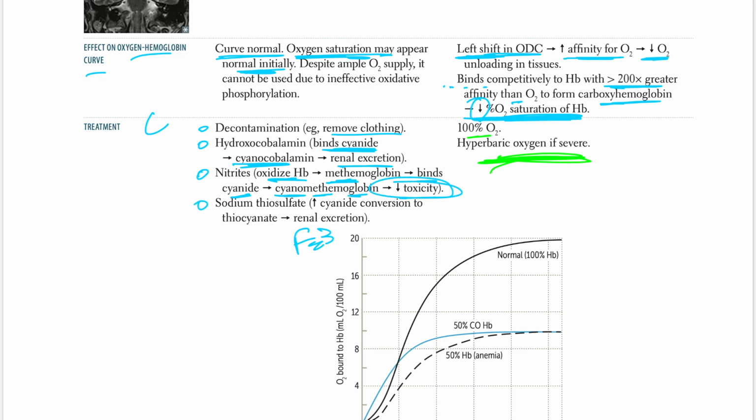The fourth thing we can do is sodium thiosulfate, which will increase the cyanide conversion to thiocyanate and cause renal excretion. So if you look, we have a couple of renal excretions here. And for the treatment of carbon monoxide, 100% O2 would work, and hyperbaric oxygen if it is a severe case. And this is the ODC.